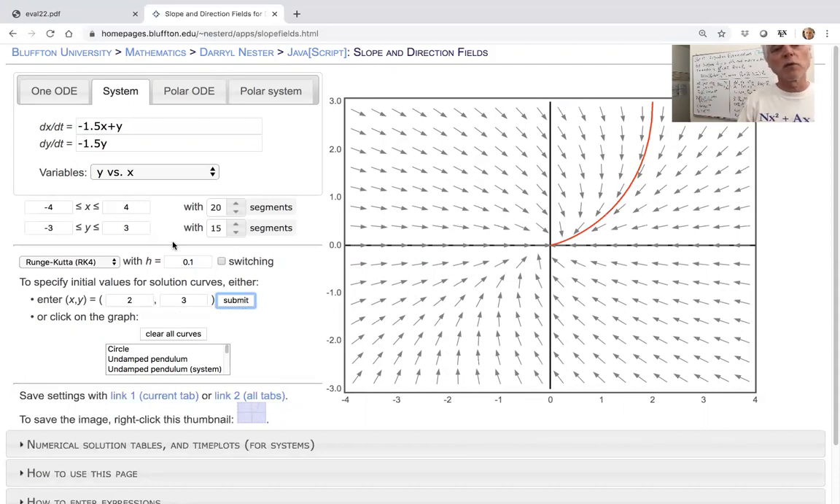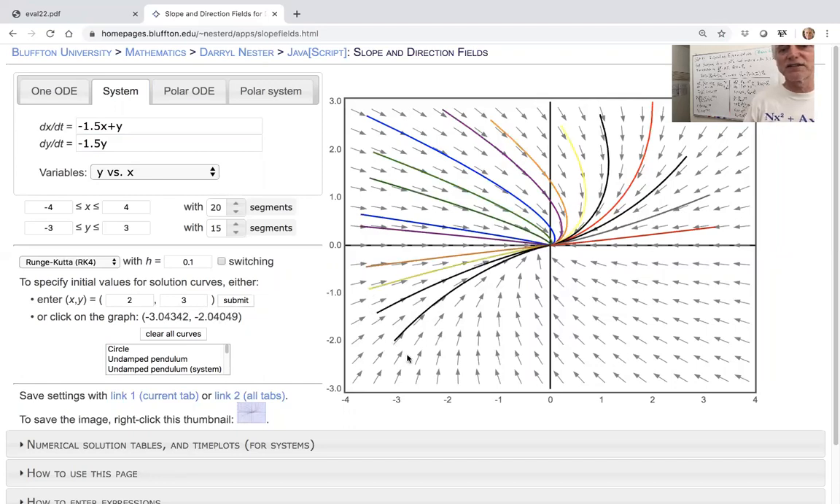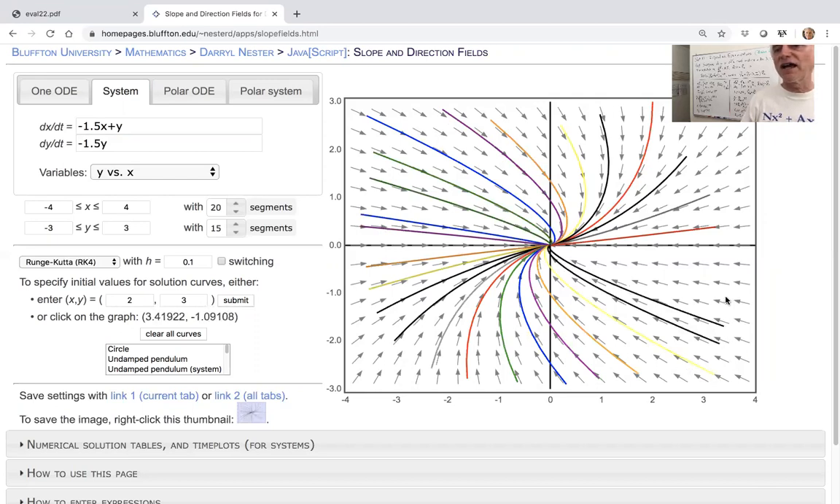And let's think about what the others do. Every solution is going to approach the origin as t goes to infinity, because that minus 1.5t is a decaying exponential, which decays to 0. And you see what happens is the solutions are kind of trying to spin around. It's very close to complex eigenvalues, minus 1.5 plus or minus i times something small. Okay, it doesn't quite spin around, but it has a little bit of that look.